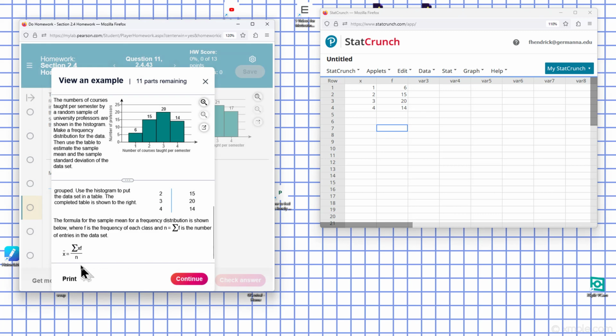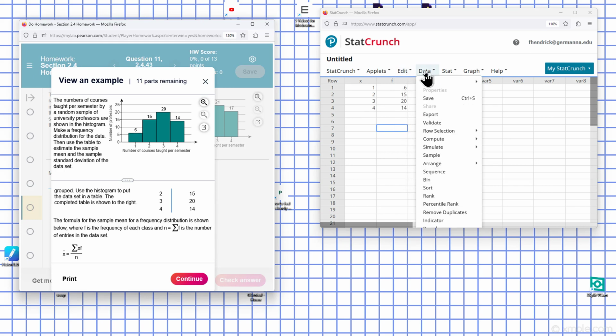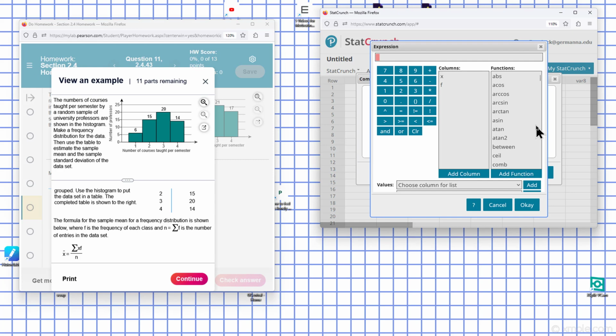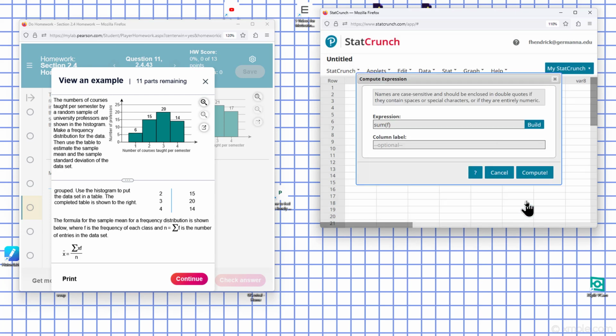It wants to find the mean, so we need to find n and the product of x times f. N would just be the sum of the frequencies. So let's find our n first. I go to data, compute, expression, hit build. N is just the sum of the frequencies, so I want to use the sum function here. Sum of f, and that gives me my n. Hit compute.